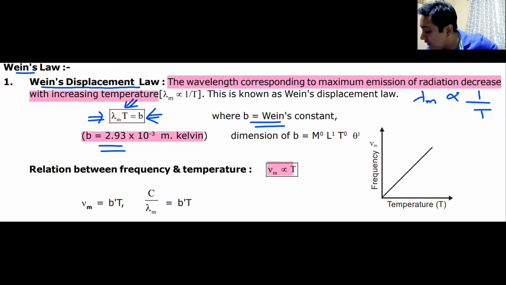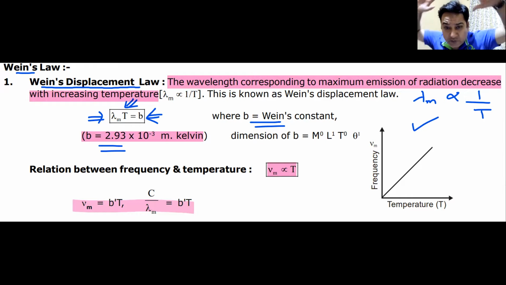If I talk about the relation between frequency maximum and temperature, in graph number 2, we had seen that frequency is directly proportional to temperature, and this is how the equation will look for both frequency and temperature, and this is how the graph between frequency and temperature will look. Do we understand this? I'll give you a minute to note this down.